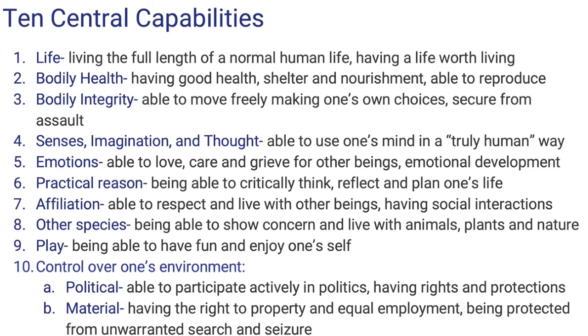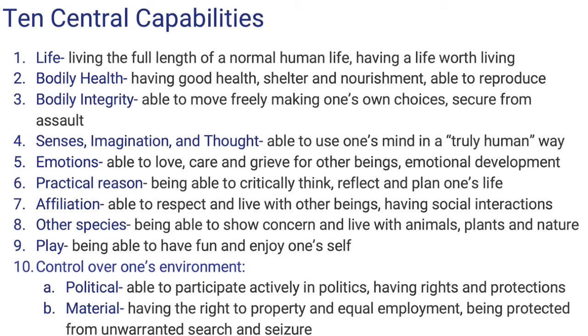Nussbaum came up with 10 central capabilities, the first being life, which is living the full length of a normal human life and having a life worth living. The second is bodily health. This means having good health, shelter, and nourishment, and being able to reproduce. The third is bodily integrity, which is being able to move freely, making one's own choices, and to be secure from assault. The fourth is senses, imagination, and thought. This means being able to use one's mind in a truly human way.